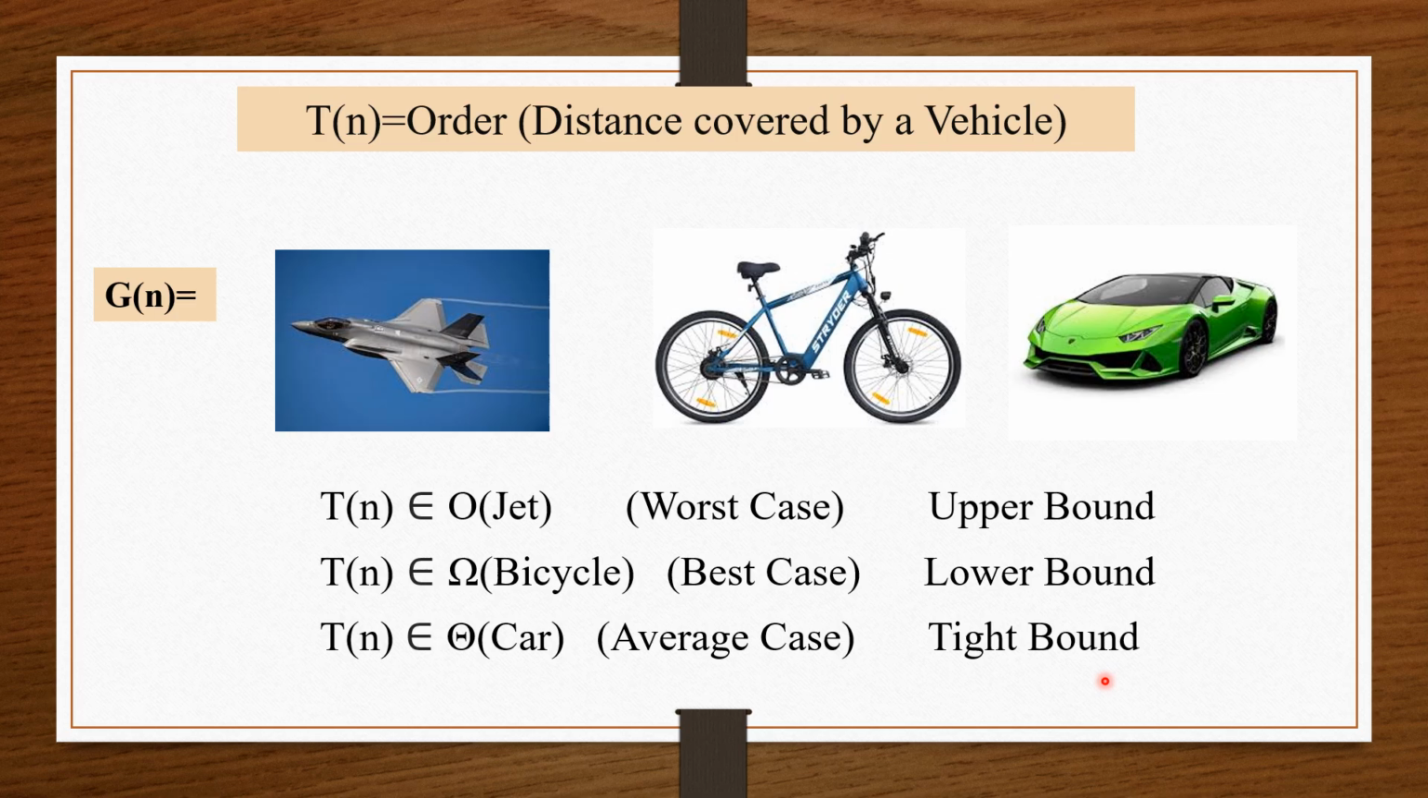So I believe you all understood what is t of n and g of n. So t of n is the function for which we need to find the efficiency, or the algorithm for which we need to find the efficiency. And g of n is the function with which we are going to compare.